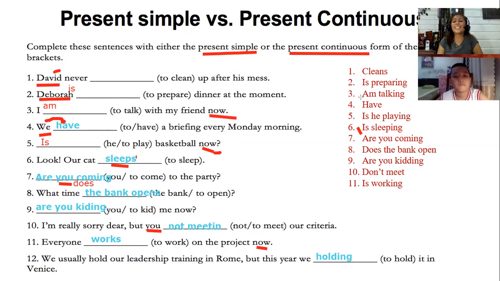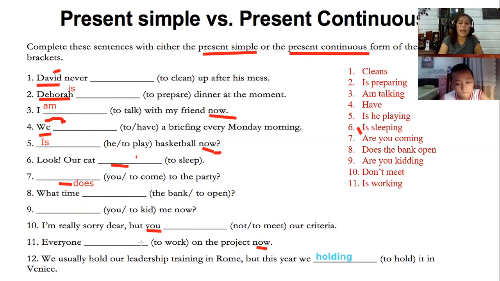Like number 3, what's the answer? It's talking. Like number 5, what's the answer? Playing. So in number 11, working. So it is, everyone is working on the project now. If you can see now, you will say, is working, I'm working, are working, or verb with present continuous with ing, like talking, playing, coming. This is the answer. Okay, don't worry about that.